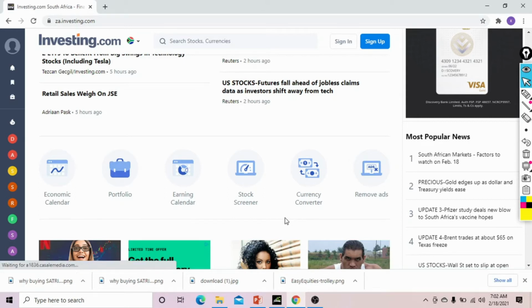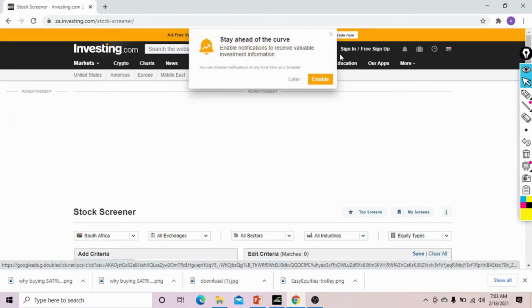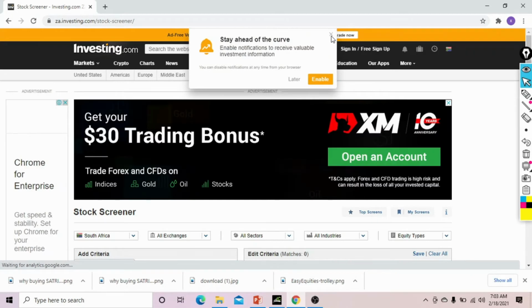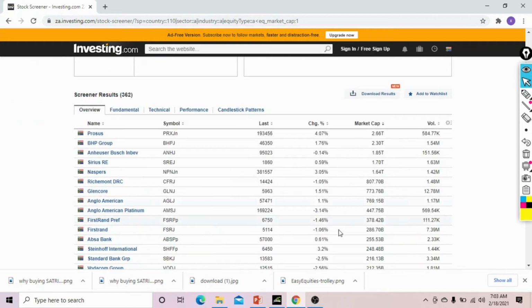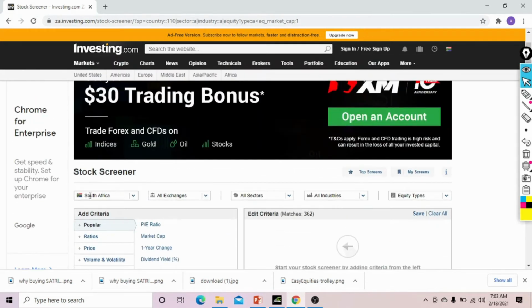So now if you are doing your research, these screeners are quite helpful. For example, you can just go here on stock screener. When you are on this page on investing.com, just go at the bottom there and click stock screener. That's what you click, stock screener. And then it will take you to this environment, whereby you have all these headings, these categories. You can see that the country is South Africa.